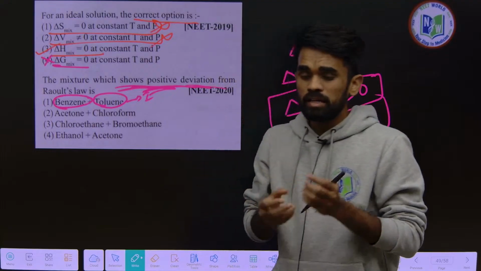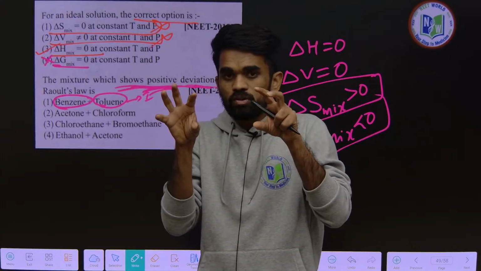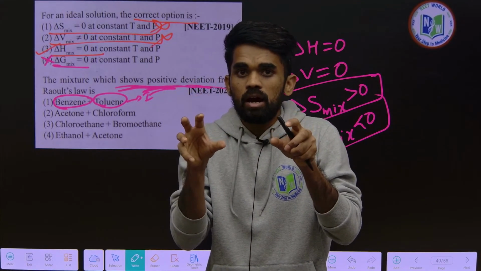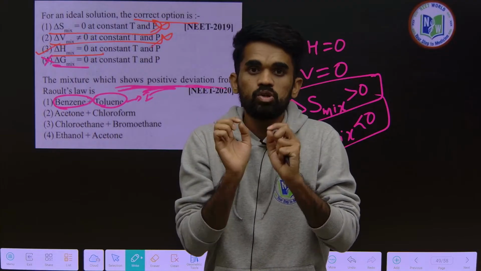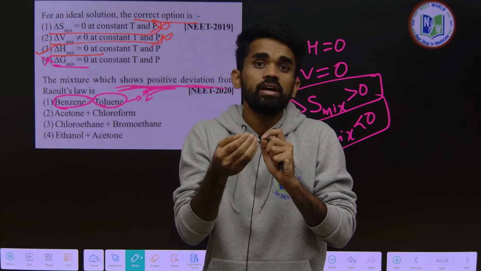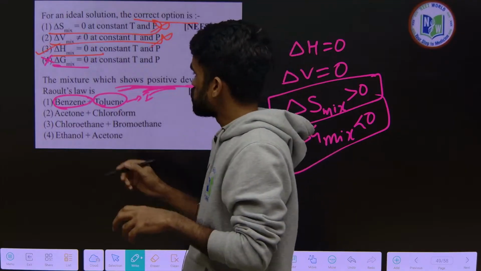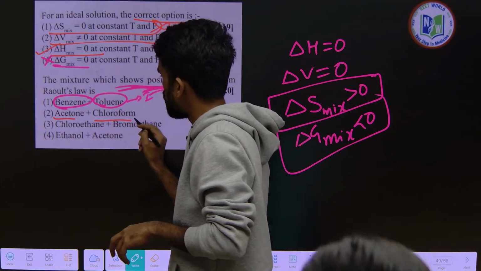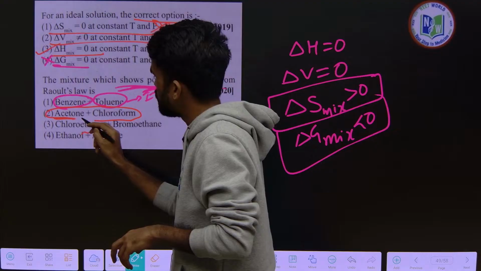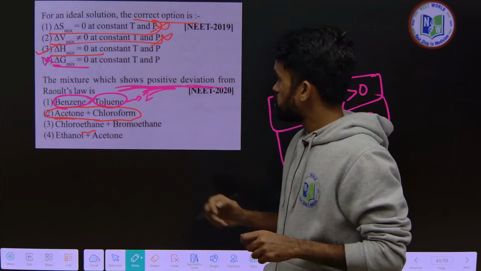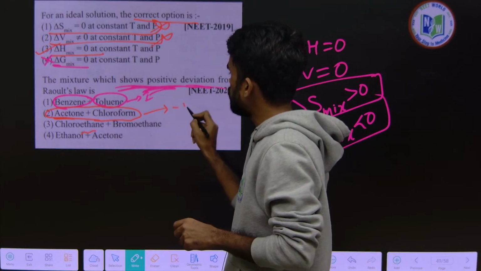So it forms an ideal solution. And if the intermolecular forces between the components are more than their individual ones, then it will show negative deviation. So here we have acetone plus chloroform. There will be hydrogen bonding between acetone and chloroform, so that makes it show negative deviation.